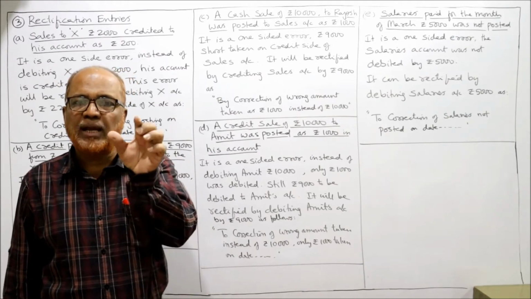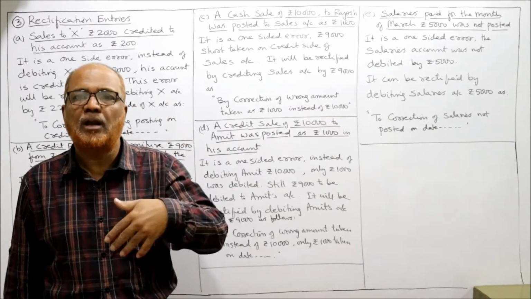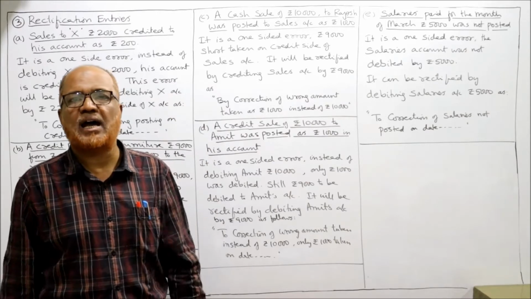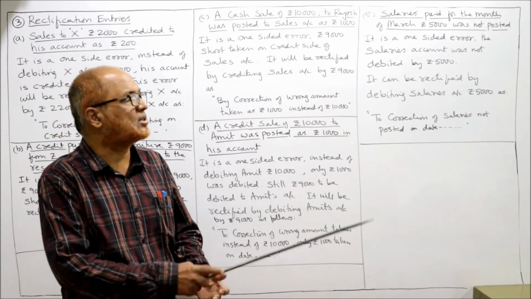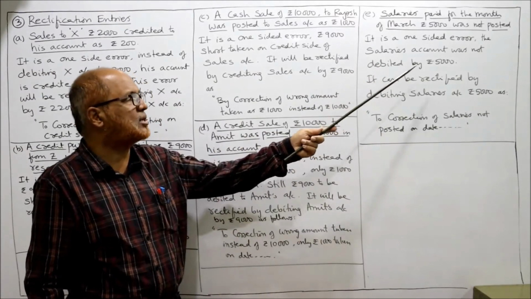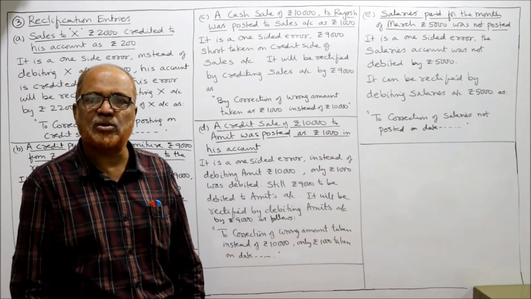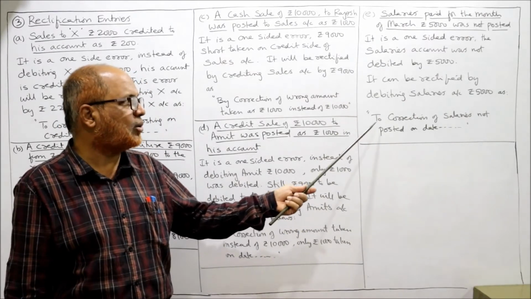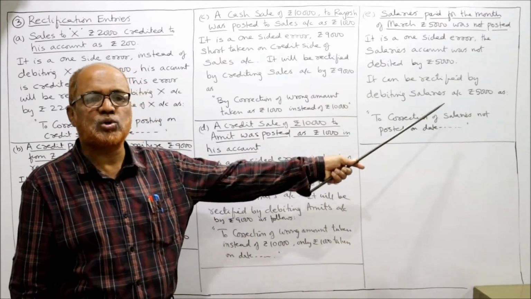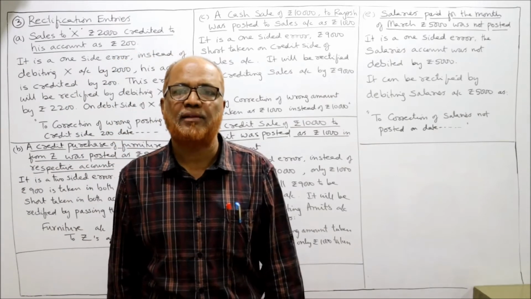The error is there only in salaries account. We have to debit salary account, but we have not debited. Now we debit it. So this error will be rectified by debiting the salaries account by rupees 5,000. The salaries account was not debited by 5,000. It can be rectified by debiting salaries account by rupees 5,000 as follows. So debit side you should write: to correction of salaries not posted on so and so date. Amount you should take 5,000. That's all. So this is the end of problem number 3.